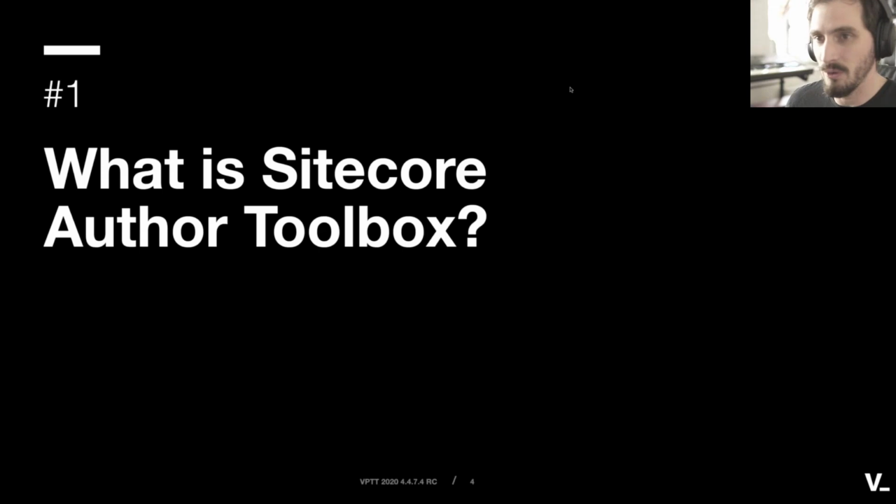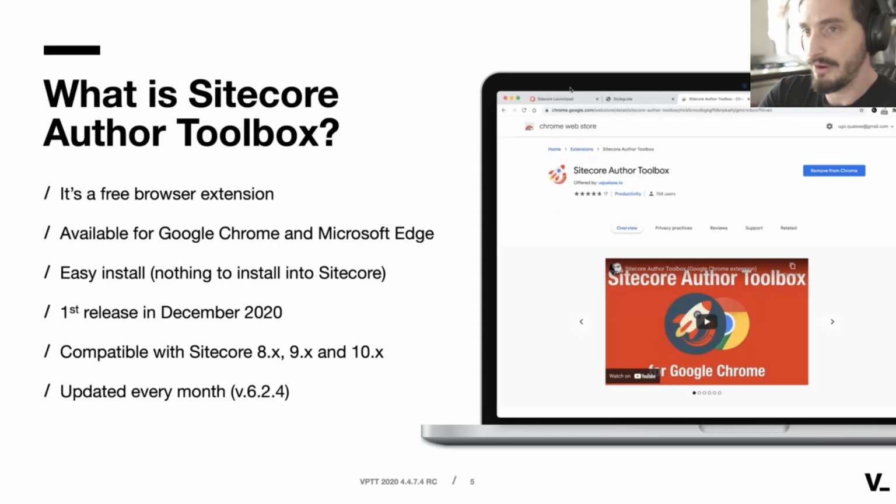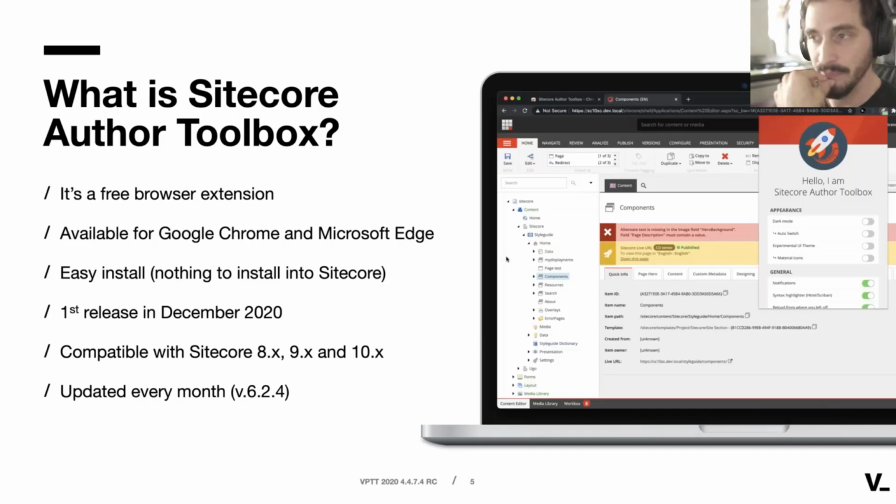All right, so what is Sitecore Author Toolbox? It's a free browser extension. It's available for Google Chrome and Microsoft Edge. You can download it from the Chrome Web Store, and it's super easy to install because it's just as simple as an extension. There is nothing to install into your Sitecore, so anyone can just install it and use it right away.